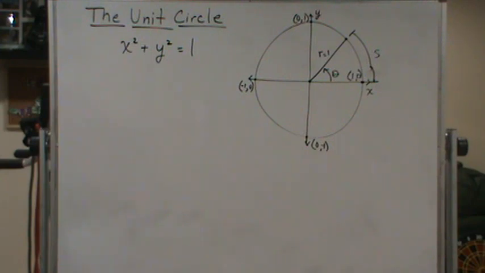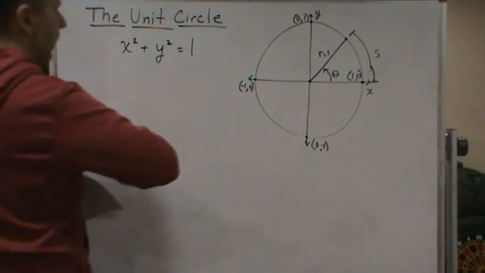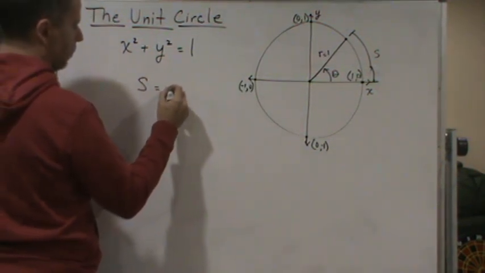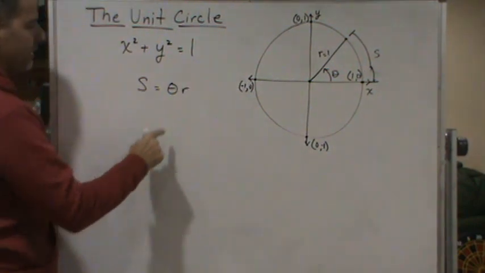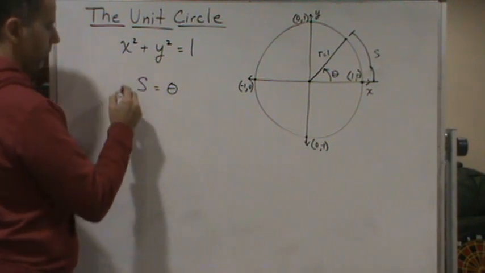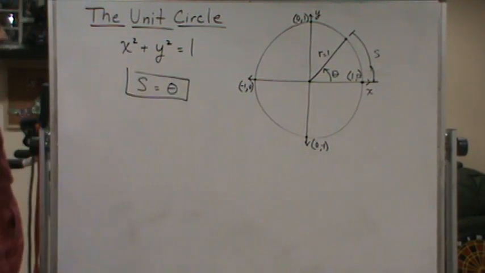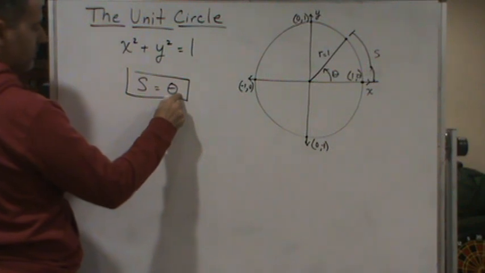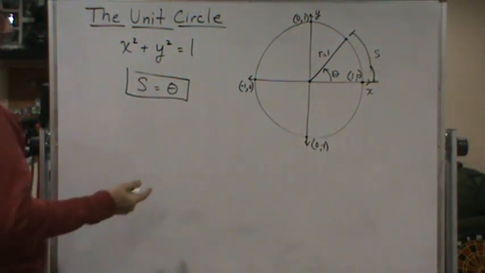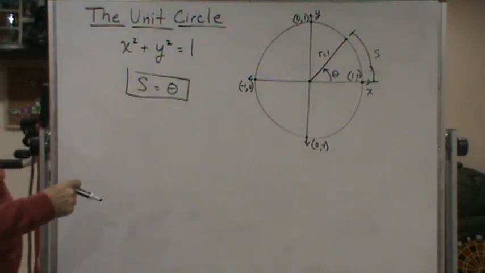With this interpretation, we can use the arc length formula, which is S equals theta times r, but in this case the radius is just 1. So we get this relationship right here. And remember, this is radians. This is always going to be radians, because we're talking about the radius being just one unit.